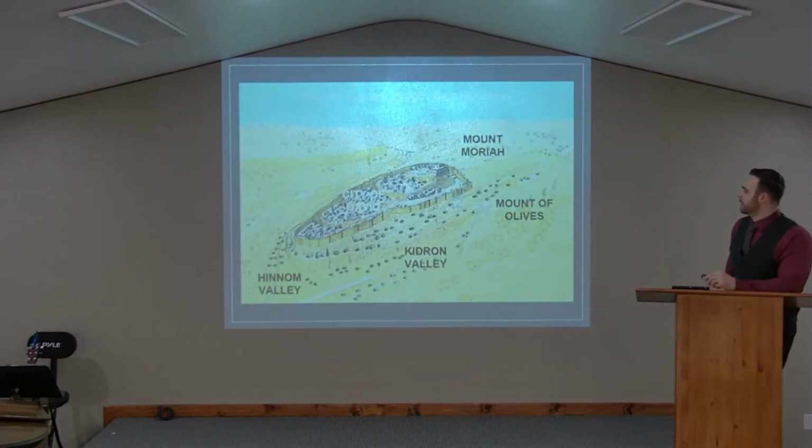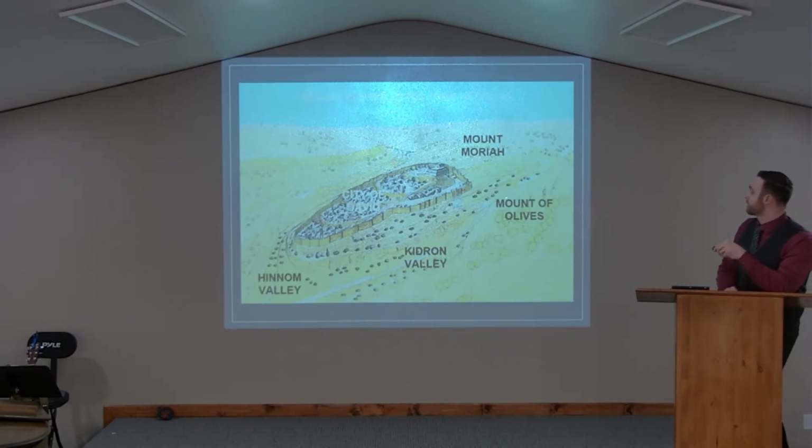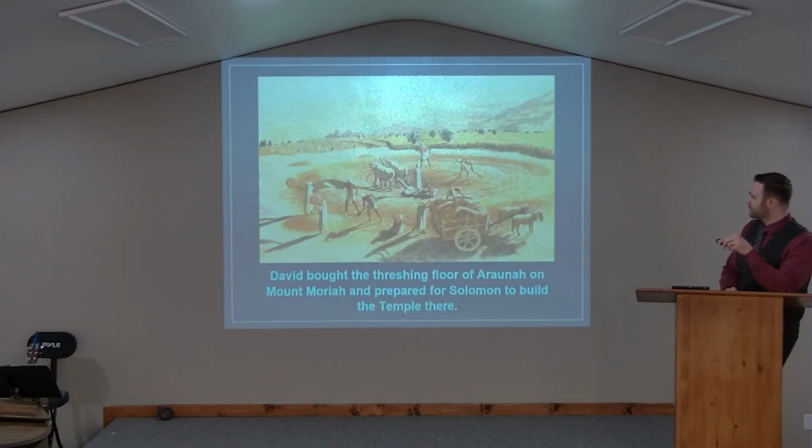Here's what it would have looked like. So we have Mount Moriah up here. We have these 2 valleys that come down, the Kidron and the Hinnom. And then we have the fortification of Jerusalem right here. So understand, they built it specifically for defense. It's up on this mound so that they were able to build a wall and prevent people from coming in. Over here we have the Mount of Olives, and it's all one big mountainside. Here's an illustration of the threshing floor of Araunah up on Mount Moriah, and then looking down towards the city of Jerusalem.